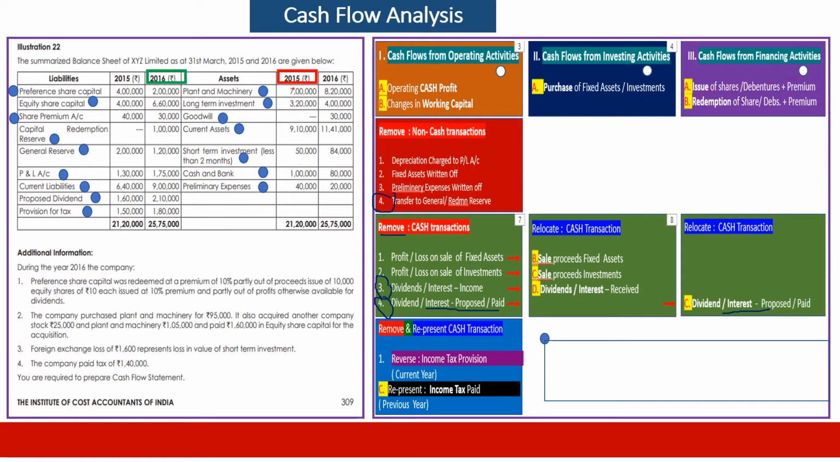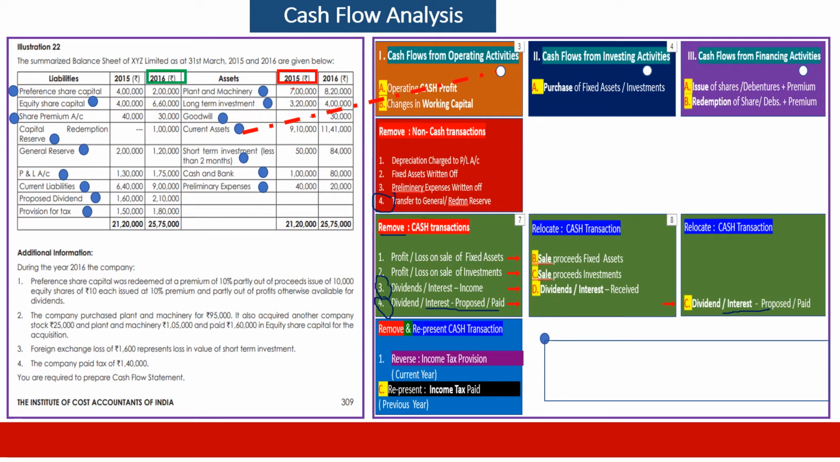activities. Similarly, provision for tax, as we have seen, will be reversed in operating, but it will be represented as income tax paid. It will remain in the same, but it will be presented. Let's come to the asset side. Plant and machinery will come to investing activities. Long-term investment will come to investing activities. Goodwill goes along with fixed assets, therefore investing activities.